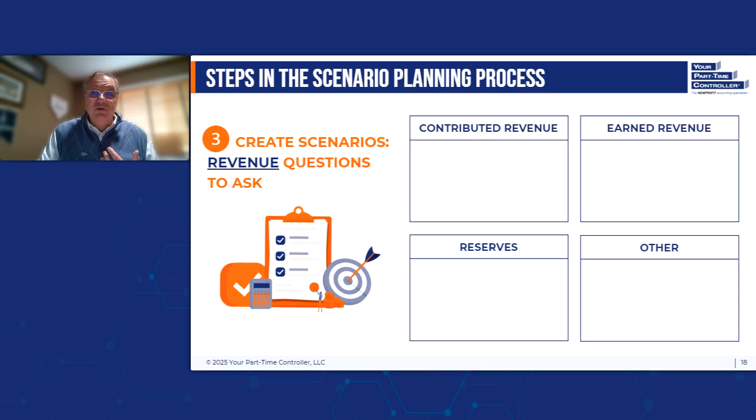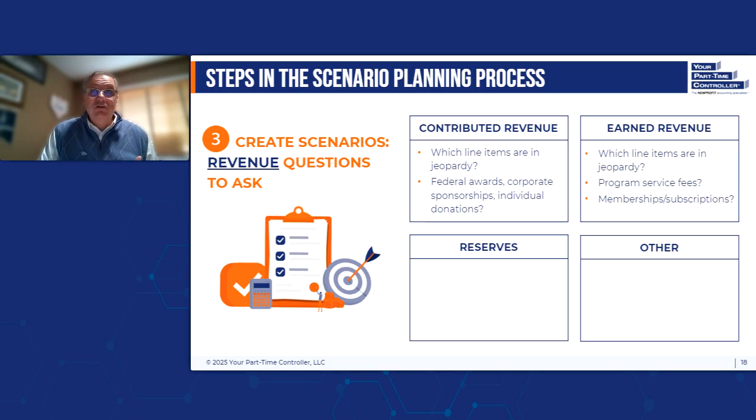in our financials? So for example, on the contributed revenue side, and there's a loss of funding, how is that going to affect, is it your federal awards, your sponsorships, your donations? How is that going to affect particular line items there? On the earned revenue side, if there are challenges in program demand, how is that going to affect your program fees? How is it going to affect your membership revenues? Or if you're an independent school, how's it going to affect your tuition revenue? So as you're creating these scenarios and you identify these risks, you're going to identify which line items are going to be impacted based on potential things that are happening.